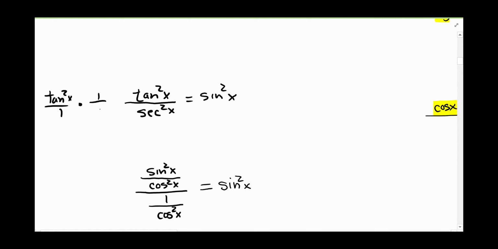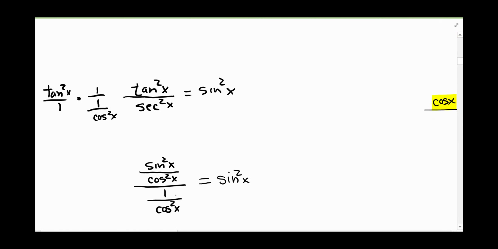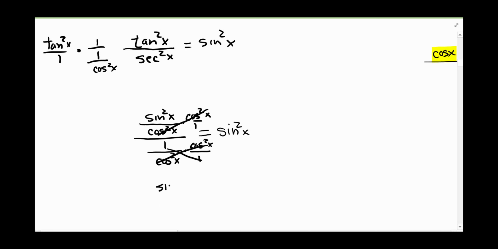Secant is under here, so secant is the same as 1 over cosine squared x. So I wrote tangent squared x as sine squared x over cosine squared x, and I changed secant squared x to 1 over cosine squared x. Well, we don't want a fraction over a fraction, so I'm going to multiply by cosine squared x over 1. Do the same thing up here. Those cancel, and what you have left is sine squared x is equal to sine squared x.